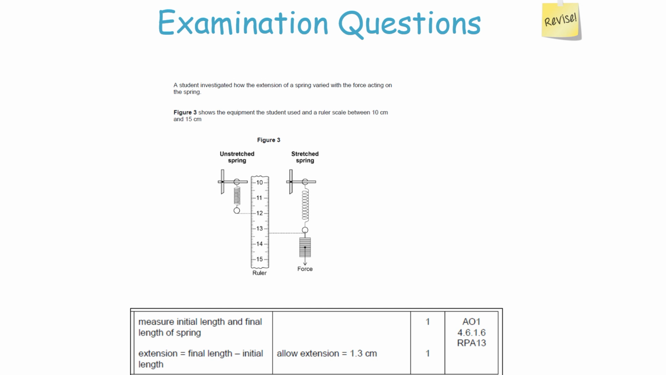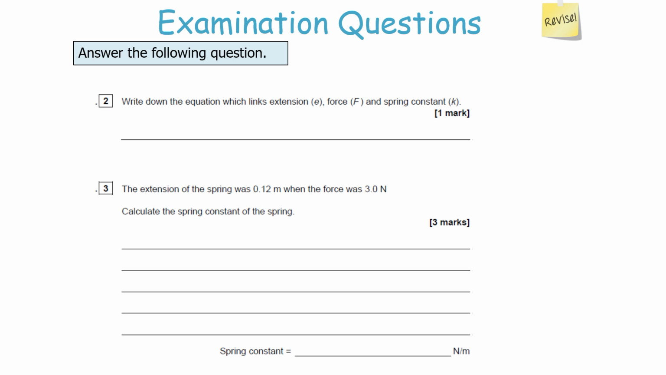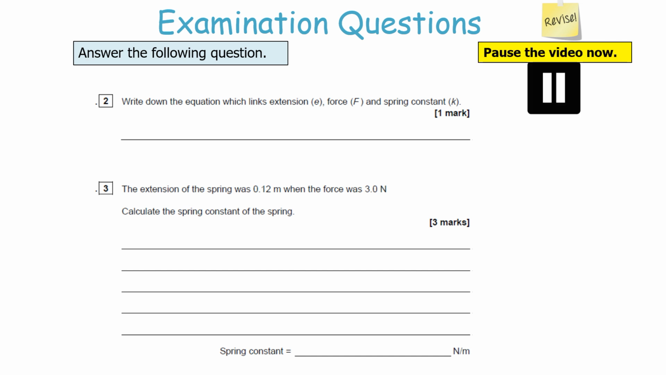The next question says, write down the equation which links extension, force and spring constant, and then the extension of the spring was 0.12 meters when the force was 3 newtons. Calculate the spring constant of the spring. So pause the video now, then unpause the video when you want to go through your answers.